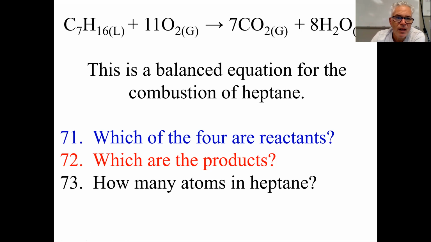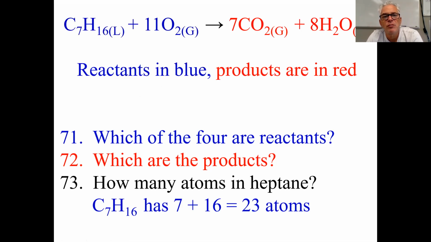Well, the reactants are in blue. They start the chemical reaction. The products are in red. How many atoms in heptane? Well, the formula is C7H16. There's 7 carbons and 16 hydrogens, and 7 plus 16 is 23.